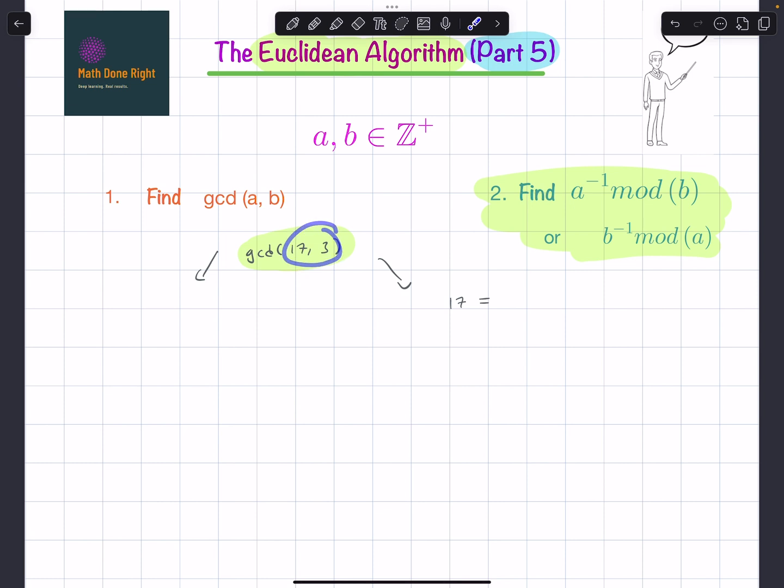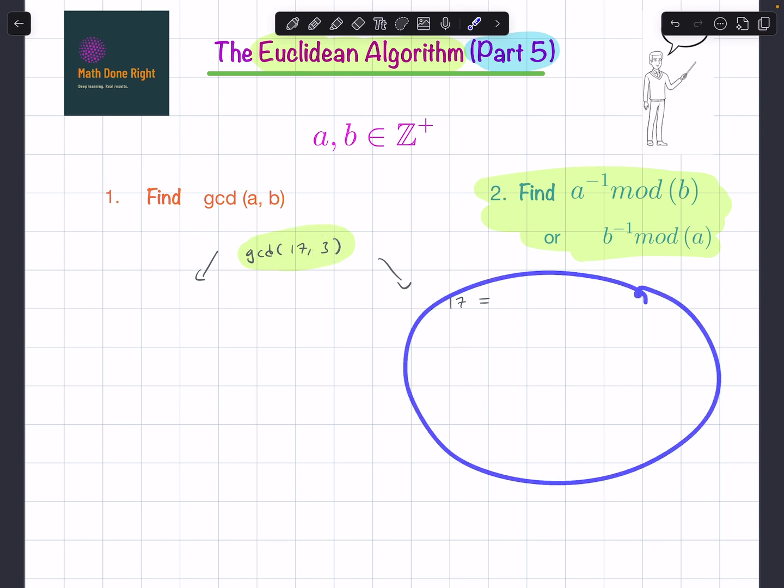So since the GCD of 3 and 17 is equal to 1, it actually is true that there will be a number that you can multiply 3 by, and it will give you 1 mod 17. And there'll be a number you can multiply 17 by, and it'll give you 1 mod 3. But how do we find these numbers? That is what the extended Euclidean algorithm, which we're going to see in action over here, is for.